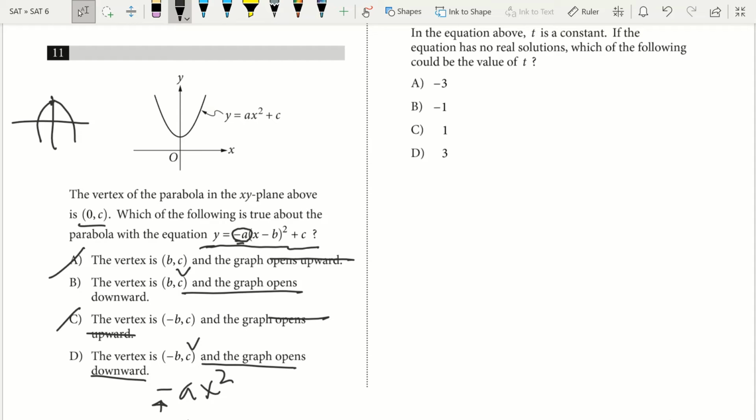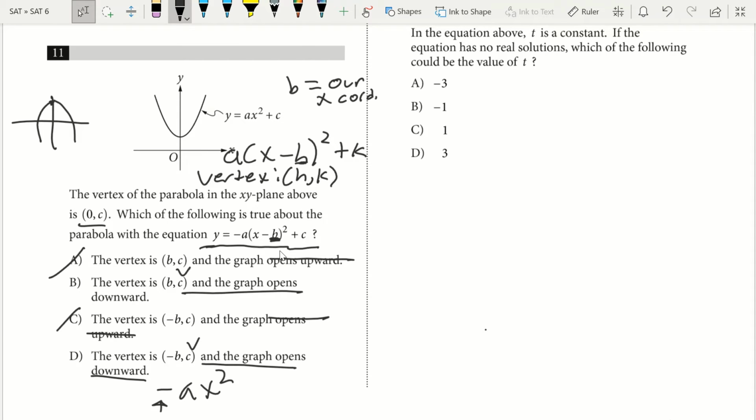Well, they actually give us our equation here in vertex form. So our quadratic equation is a times (x minus h) squared plus k, where our vertex is (h, k). So if we look at the equation we're given, we see that b is h. So we know that b will equal the x coordinate for our vertex. So if b is the x coordinate for our vertex, then b will be our answer, and D is out because it has negative b, which is not correct.